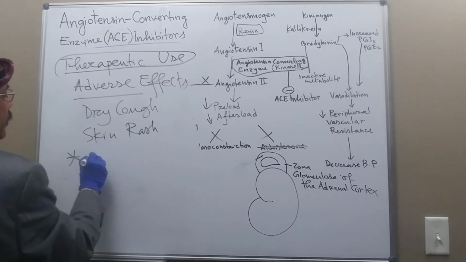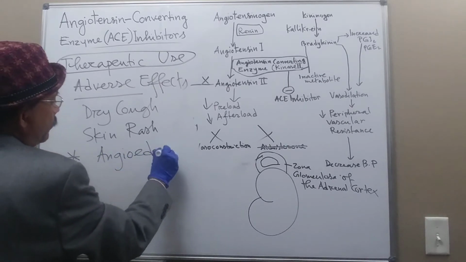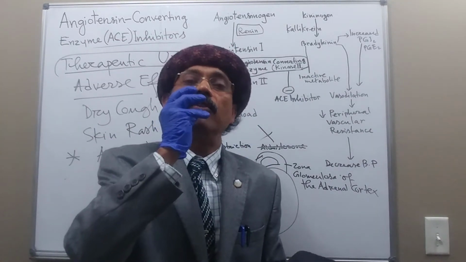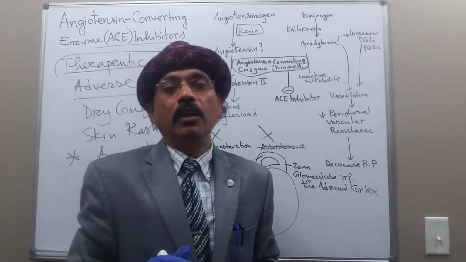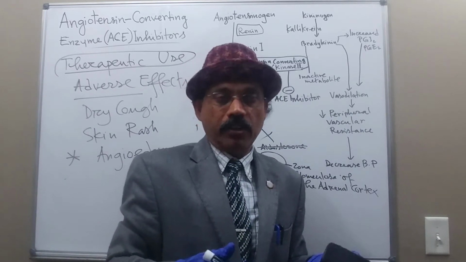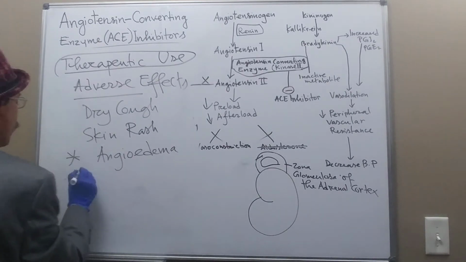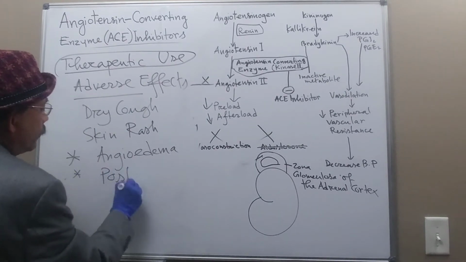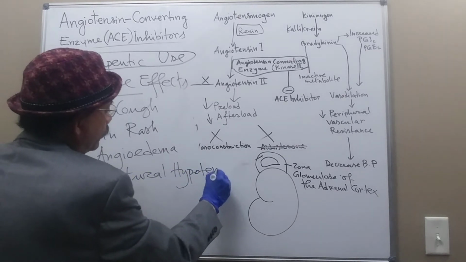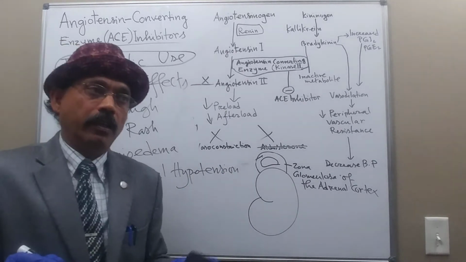But very dangerous is the angioedema in some individuals. Angioedema is a devastating condition. There will be swelling of the face and swelling of the tongue that may obstruct the respiratory passage. It may need hospitalization and very quick intervention. Angioedema may kill a person. We may also have postural hypotension as an adverse effect.